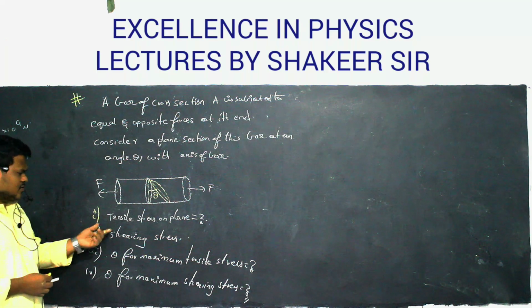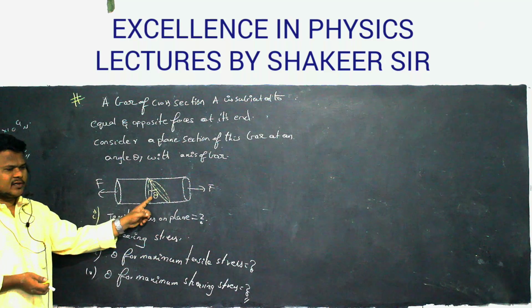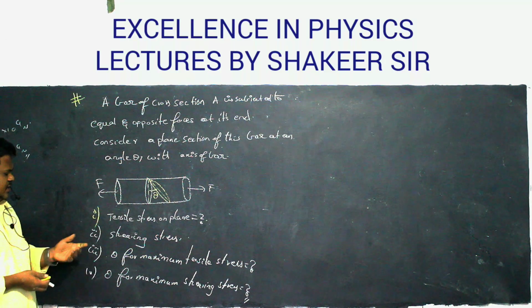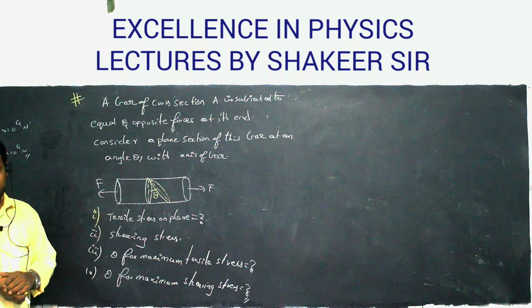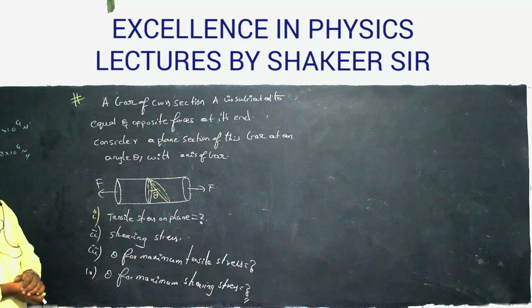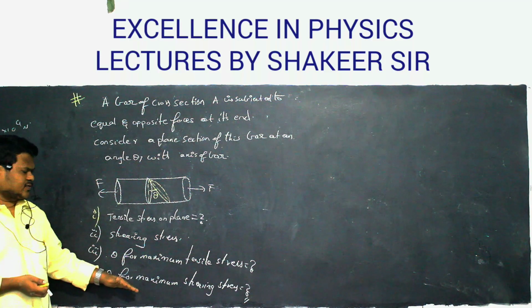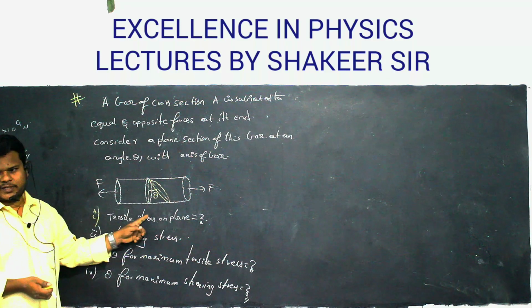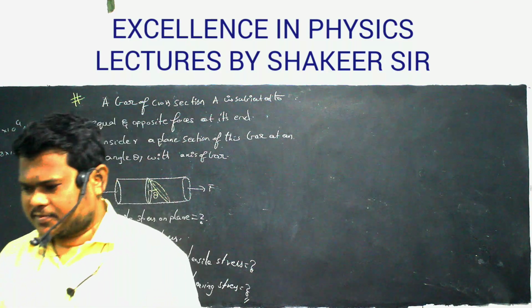Clear? So what is the tensile stress on this plane? Plane means this plane which is at an angle of theta. Second one is what is the shearing stress? Third one is what is that angle for which maximum tensile stress is possible? And again, what is that angle for which maximum shearing stress is possible? That is the question. So all these values we are supposed to find out on which plane? On this plane which is at an angle of theta to the vertical line. Clear? Come on. Think how you can do this one.